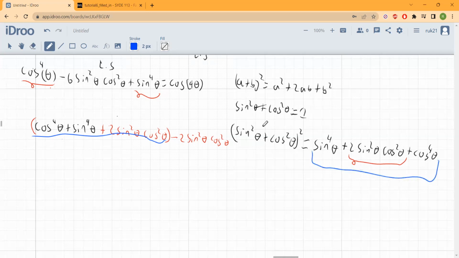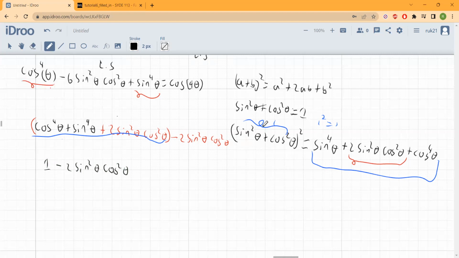But this part over here is equal to this part over here. And so we know that sine to the power of 4 theta, plus 2 sine squared theta cosine squared theta, plus cosine to the power of 4 theta, just simplifies to sine squared theta plus cosine squared theta, squared. And this is just 1, and 1 squared is 1. So in essence, all of this part that I've underlined in blue is going to equal 1. So we're going to get 1 minus 2 sine squared theta cosine squared theta.